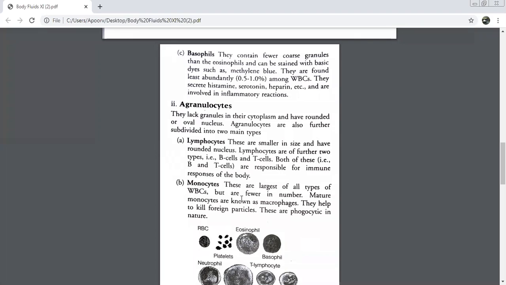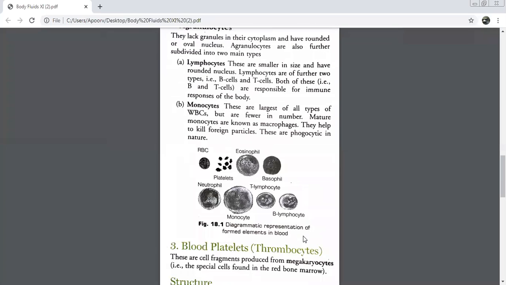The second are monocytes. These are the largest of all types of WBCs, but are fewer in number. If you talk about size, this one is the biggest, a monocyte. But when we talk about number, they are few. Mature monocytes are known as macrophages. Macro means big, and phage means the cell that can cause phagocytosis. They help to kill foreign particles, and they are big in size, so we call them macrophages. These are phagocytic in nature.